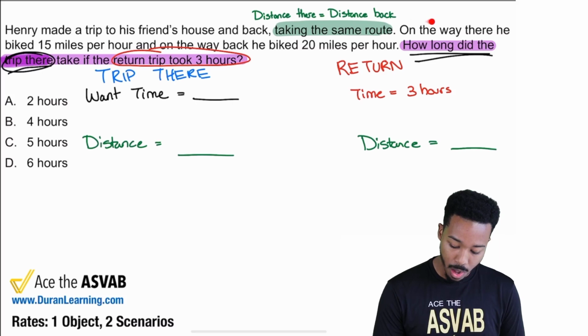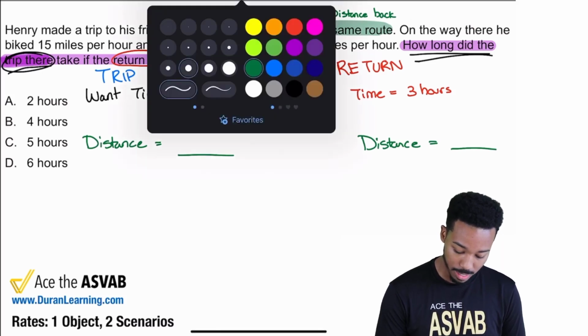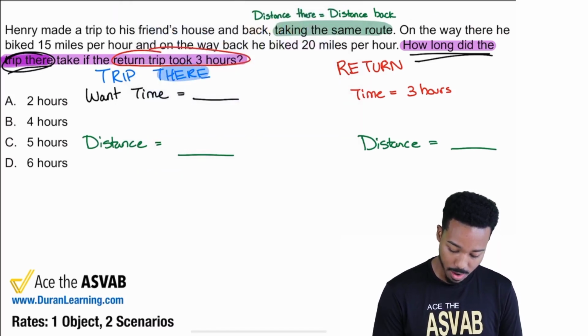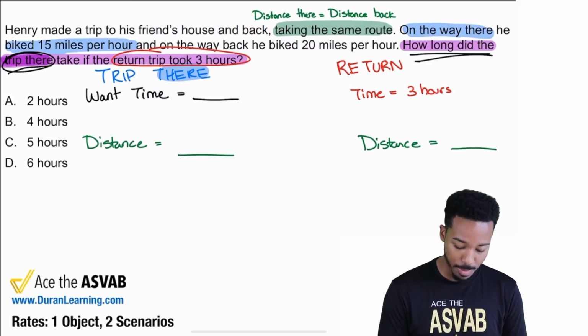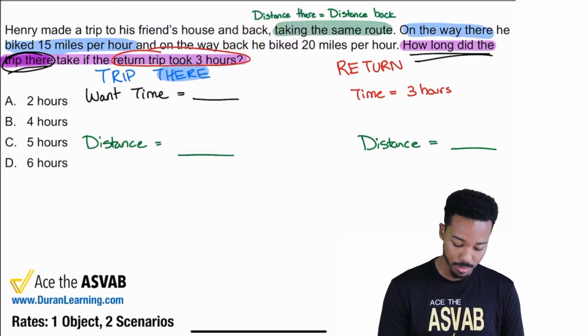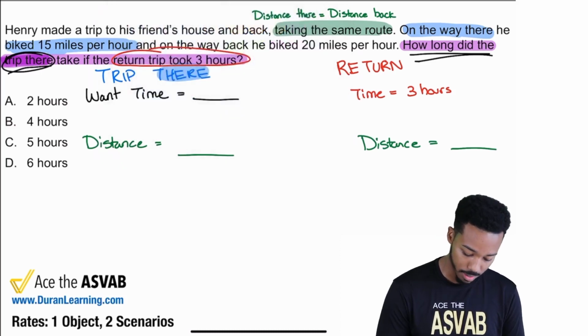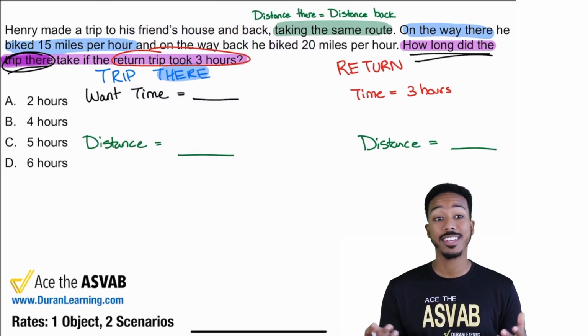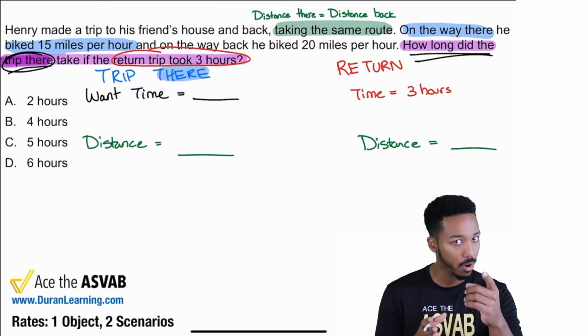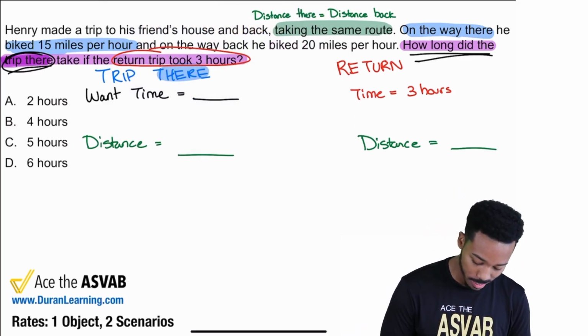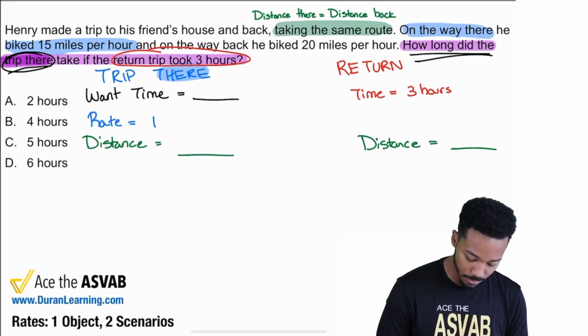Next, on the way there, okay, let's go ahead and highlight that in blue. Trip there, on the way there, he biked 15 miles per hour. Okay, biked 15 miles per hour. So 15 miles per hour, what is that? That is a rate. Miles per hour. That is a rate. Equals 15 miles per hour.